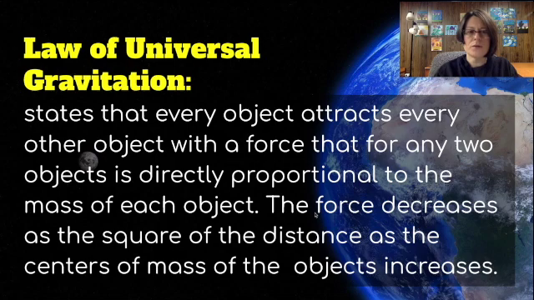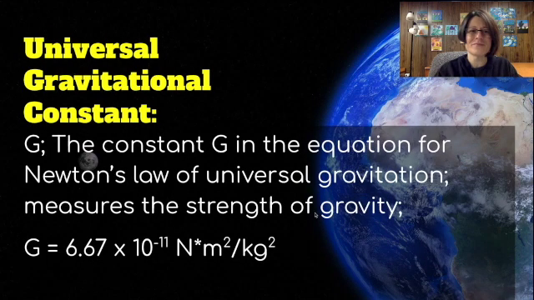So the law of universal gravitation states that every object attracts every other object with a force that for any two objects is directly proportional to the mass of each object. The force decreases as the square of the distance between the centers of mass of the objects increases. That is a mouthful, isn't it? Thankfully, we have an equation that sums it up a lot easier. So we're going to take a look at that equation.